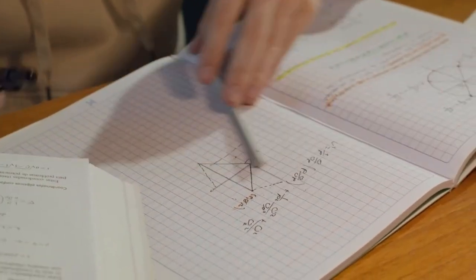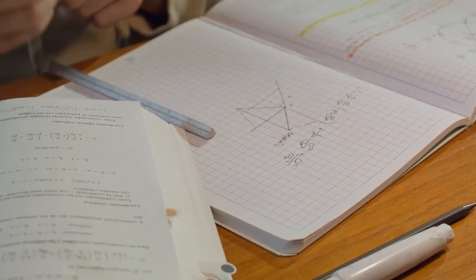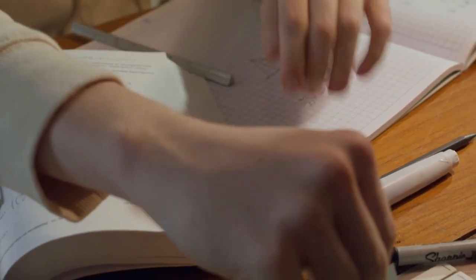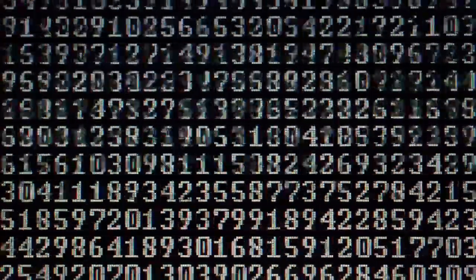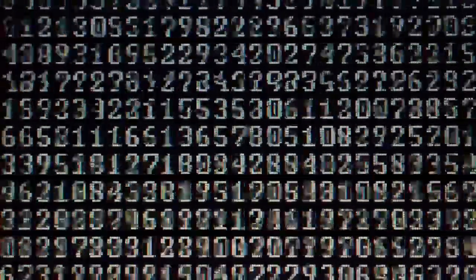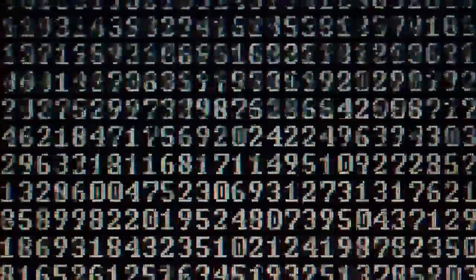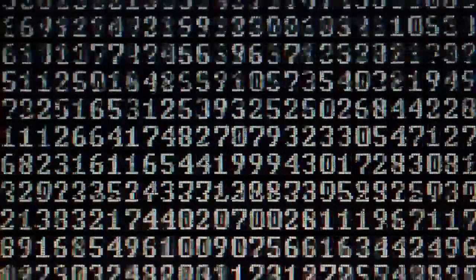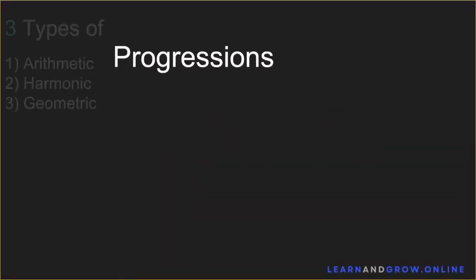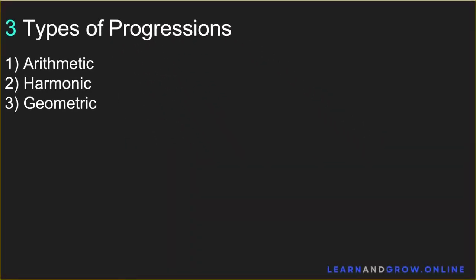In mathematics, when a list of numbers is given to you, and if that list of numbers follows a pattern, right? So each consecutive term is predictable by a certain pattern. That list of numbers is called a progression. We'll be discussing three types of progressions: arithmetic progressions, harmonic progressions, and geometric progressions.